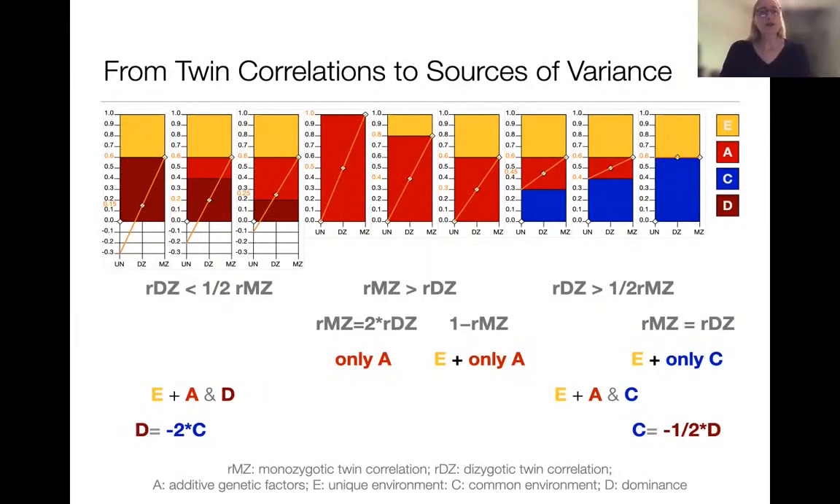Now let's move to the left, where we still kept the MZ correlation at 0.6, but now the DZ correlation is 0.25, so less than half the MZ correlation.